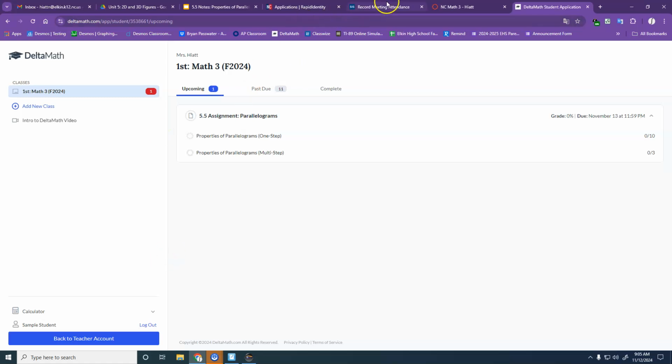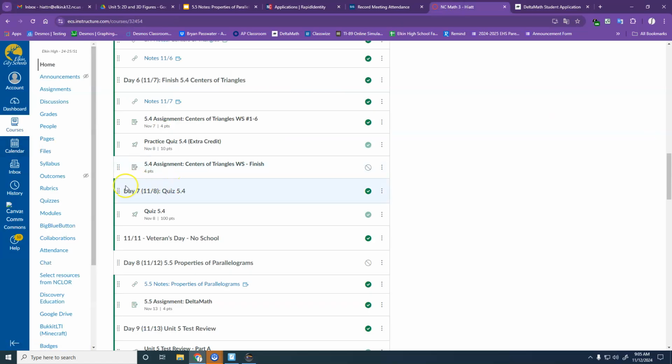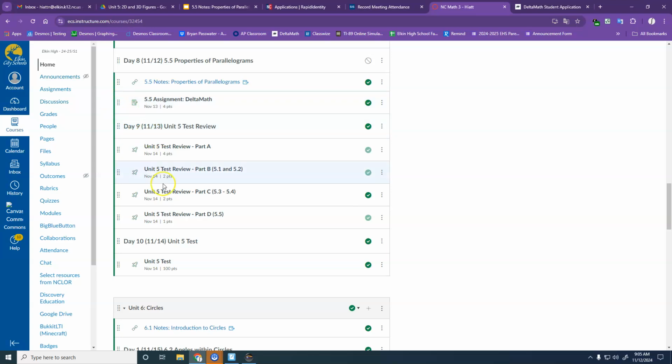But whenever you get that done, this is our last section for this unit. Tomorrow, we are going to be reviewing, and Thursday is our test on this unit. So when you get this Delta Math done, I have tomorrow's review broken up into 4 parts. Go ahead and start on part A of that test review once you get the Delta Math done.